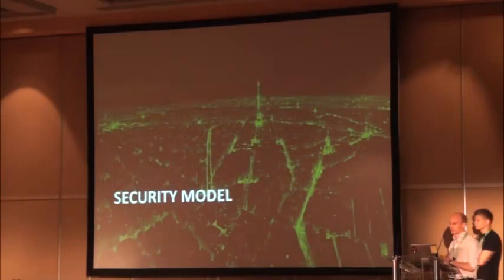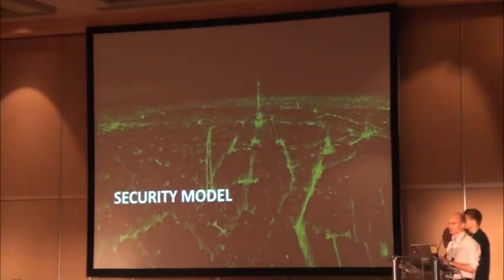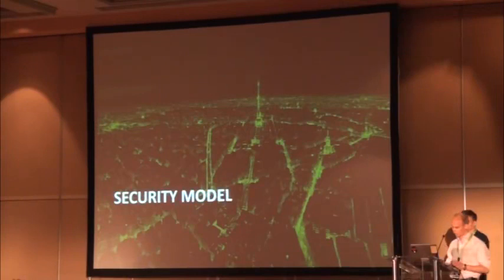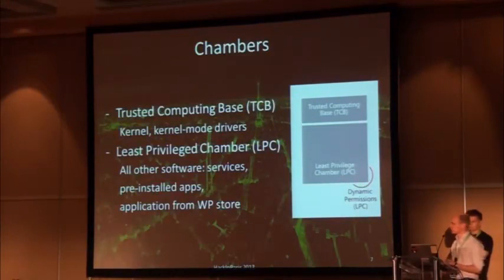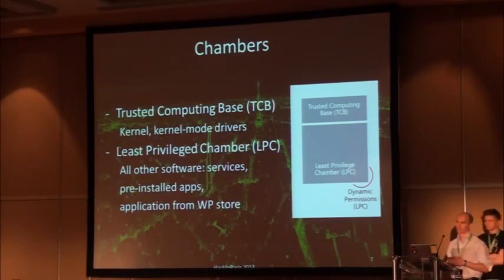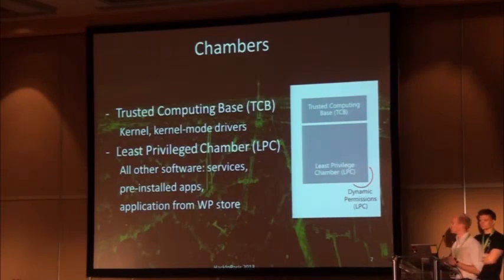So now let's see what Windows Phone 8 offers us from the security point of view. The Windows Phone 8 security model is based on several concepts. The first concept is chambers. Chambers are some kind of boundaries which allow or disallow applications to do certain things. So we have two chambers. The first one is called Trusted Computing Base. All kernel level software runs in this chamber. And the second chamber is called Least Privilege Chamber. So every non-kernel level software runs in this chamber.